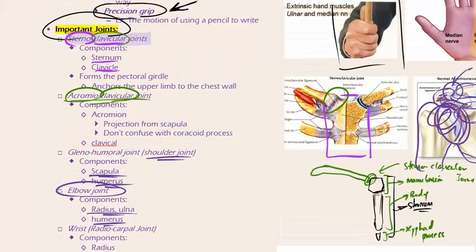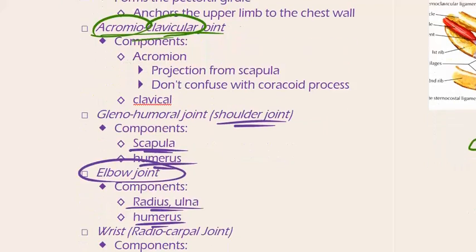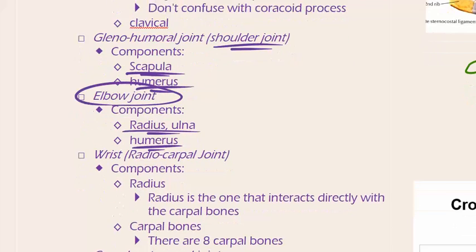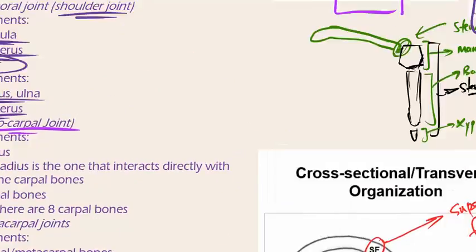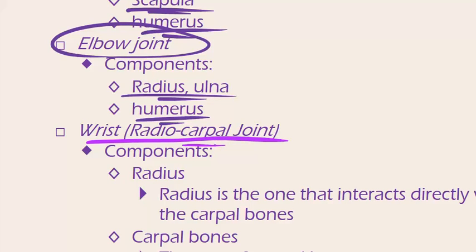All right, so sternoclavicular joint, acromioclavicular joint, glenohumeral joint, which is also the shoulder joint, the elbow joint, then we have the wrist joint or the radiocarpal joint. The major thing is that we have the carpal bones, and they are interacting directly with your radius. It turns out that the ulna does not directly interact with these carpal bones.